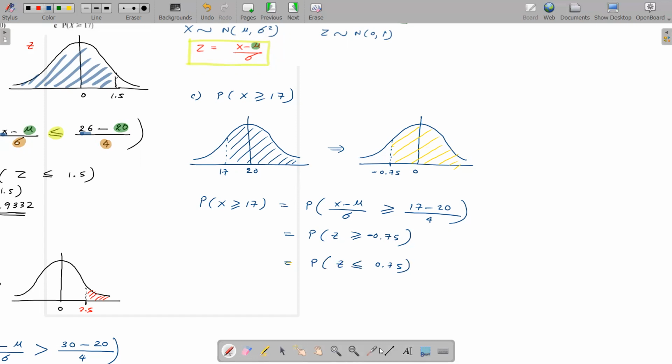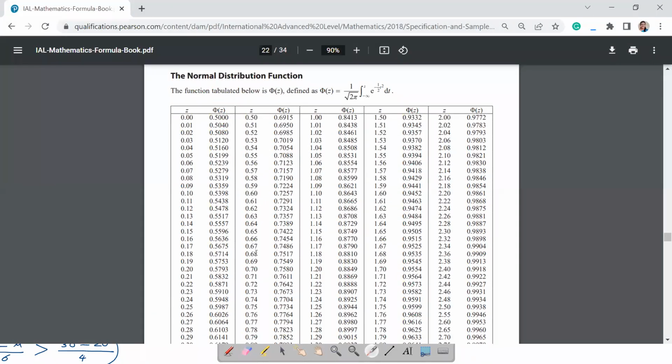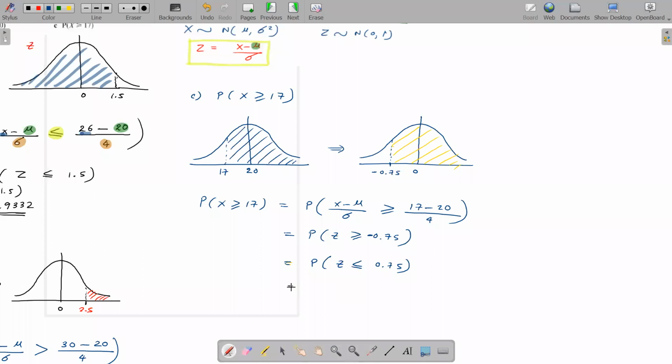Okay, now is this in the format of the first table? Yes, this is directly in the format of the first table because it's in the less than format and the Z value is positive. 0.75 gives 0.7734. Okay, so that's it. So the answer here is 0.7734. Okay, guys. So I think this should be very clear to you all now.